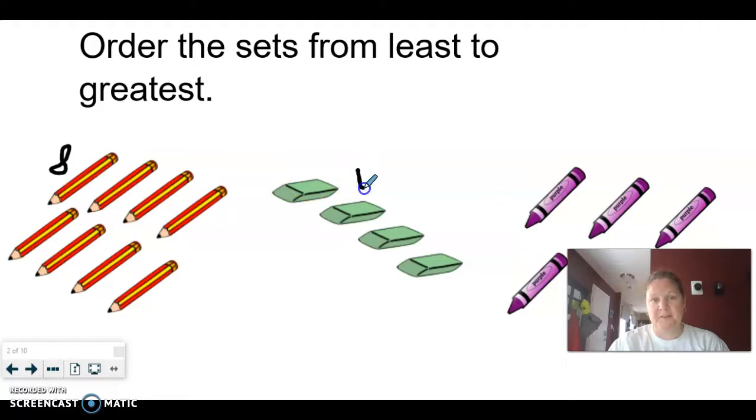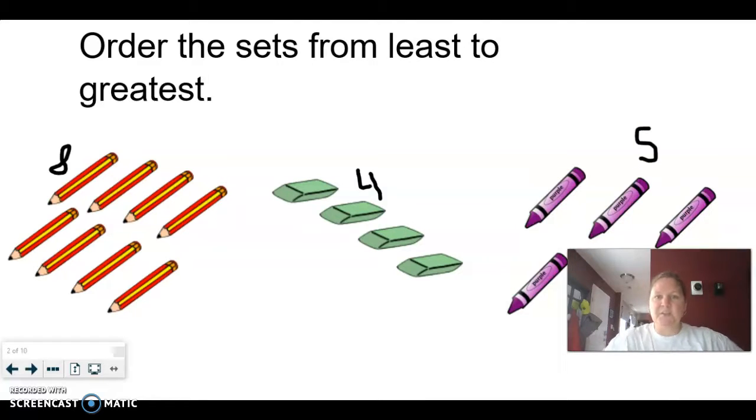Good, 4 erasers. And how many purple crayons? I don't know if you can see, there's one back here. So there's 1, 2, 3, 4, 5. There is 5. I don't know if you can see all 5. I don't know if my face is covering. There's one behind my face. Okay, so there's 5 purple crayons.